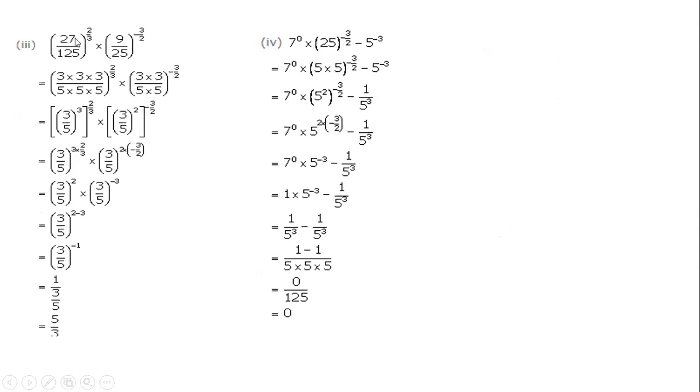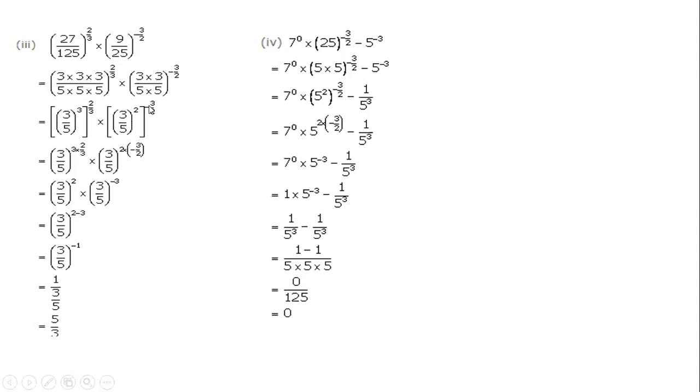Similarly, 27 can be written as 3 cube, 9 as 3 square, 243 as 3 power 5, 125 as 5 cube, and 25 as 5 square. So just club these up. We'll get 3 by 5 power 3 because a power m over b power m is equal to a by b power m. One law. Now, next the power law: 3 into 2 by 3. That means we are left only with 3 by 5 power 2. Second law we have done.